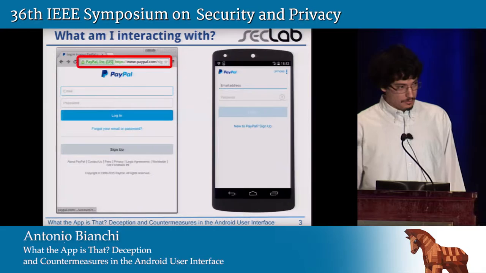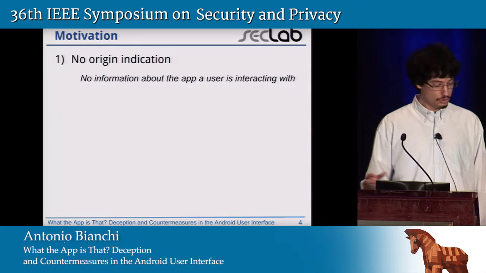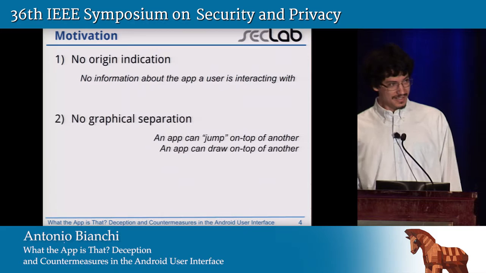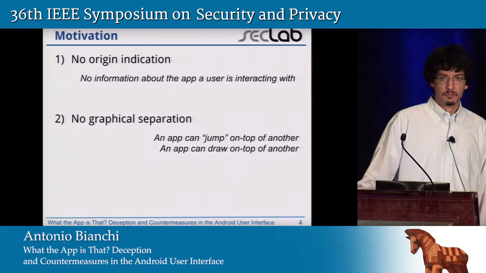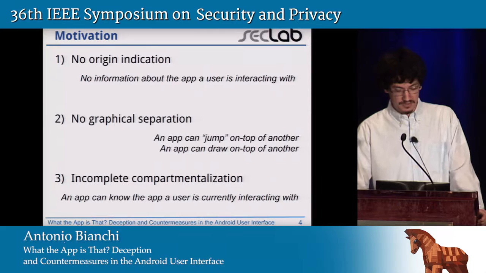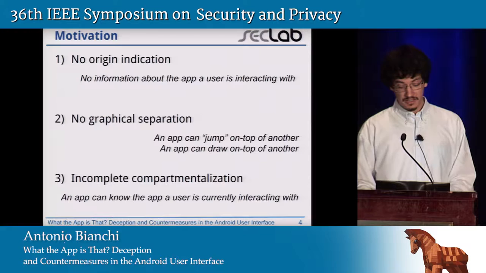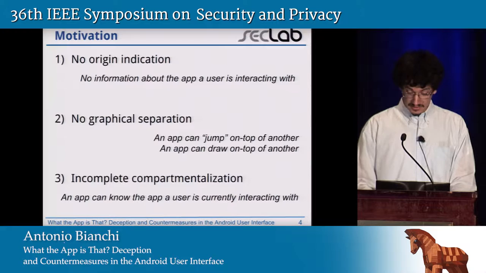So we investigated this problem, and we found that not only do we not have origin indication in mobile applications, but also the graphical separation between different applications is not as strong as, for instance, between different tabs in a browser. And in addition, the separation between apps is not complete. For instance, an application can know the application a user is currently interacting with. So the combination of these three aspects allows an attacker to easily perform attacks like phishing attacks, as I'm going to show you in this video.